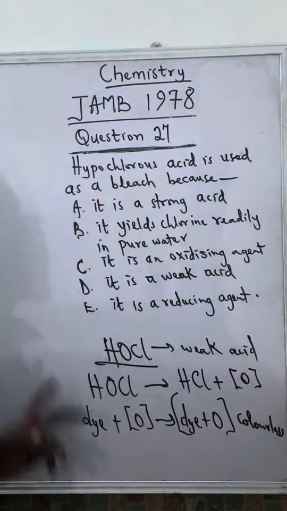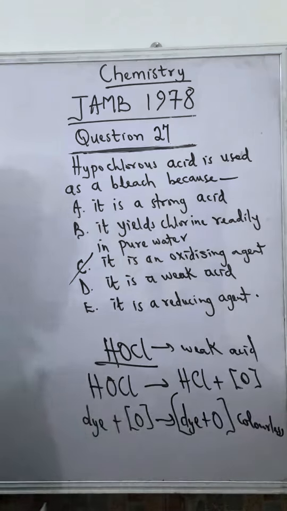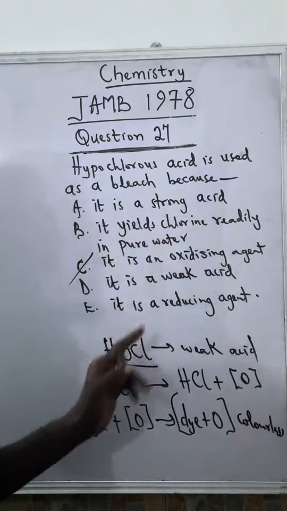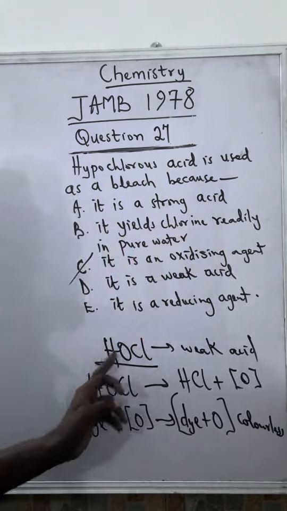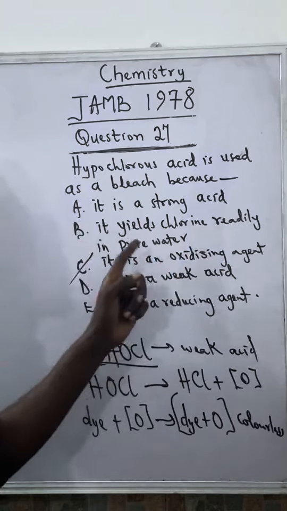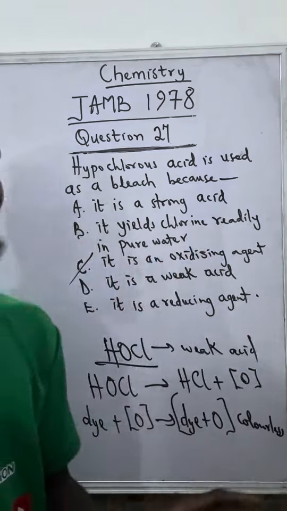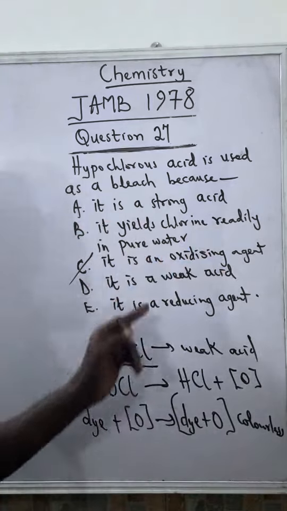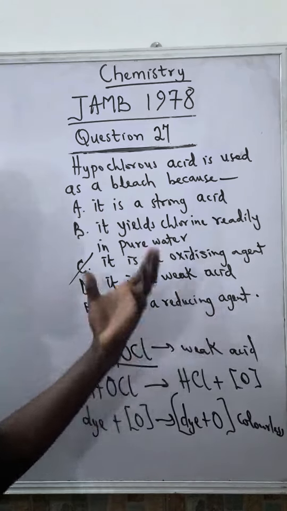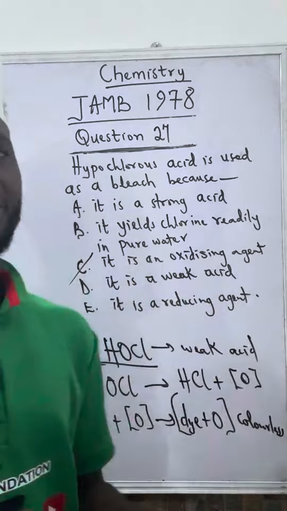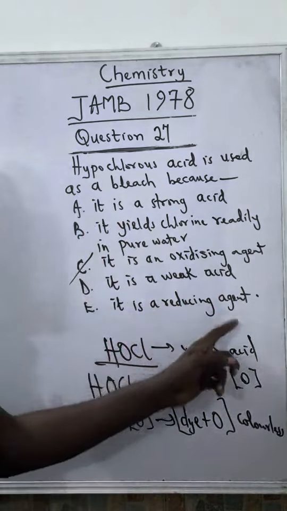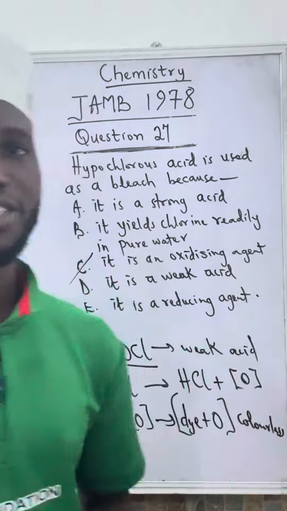Therefore, the correct answer is option C. If you consider option A, it says it's a strong acid. This is not even a strong acid, so this is wrong. Option B, it used chlorine readily in pure water. This is not the reason why it is a bleaching agent. Let's see option D. It is a weak acid. It is actually a weak acid, but that's not the factor that makes it a bleaching agent. Option E, it is a reducing agent. This is the opposite because it's an oxidizing agent.